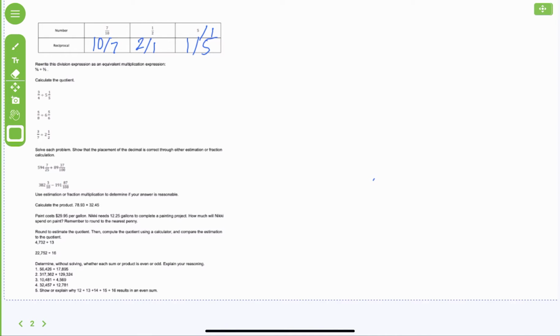That is 5/8 divided by 2/3. We're going to make that equal to 5/8 times 3/2. And that's 15/16. And that is in simplest form as well. You see how that works?